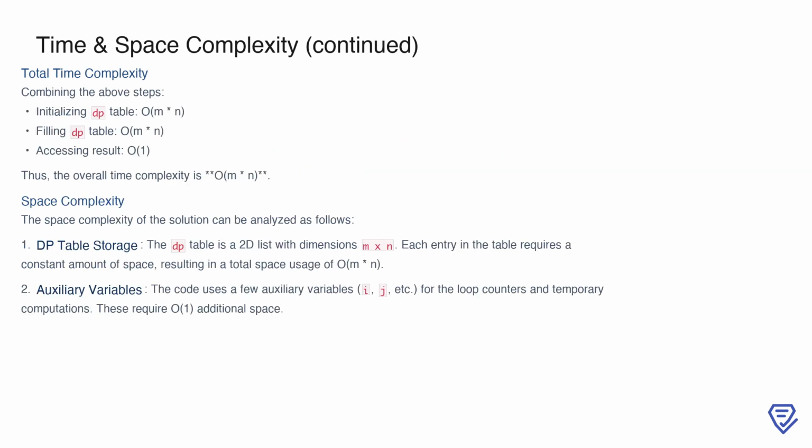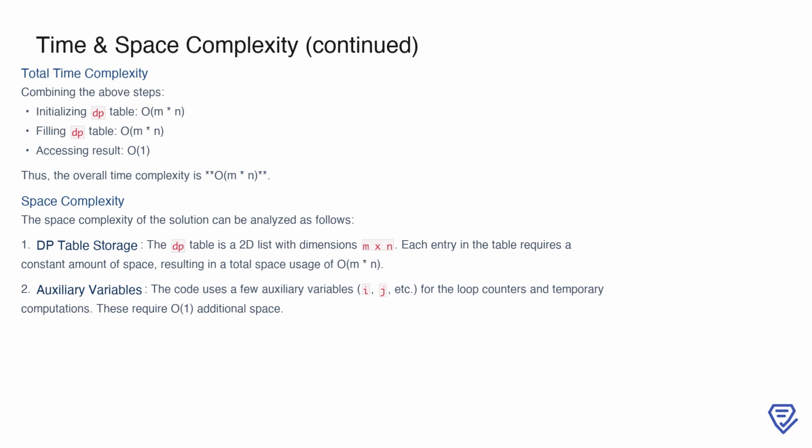Now, when we combine the time complexities of all these steps, we get the total time complexity of the solution. Initializing the dp table requires O(m*n), filling the table takes O(m*n), and accessing the result is O(1). Therefore, the overall time complexity is O(m*n).